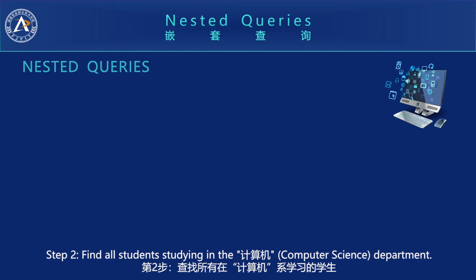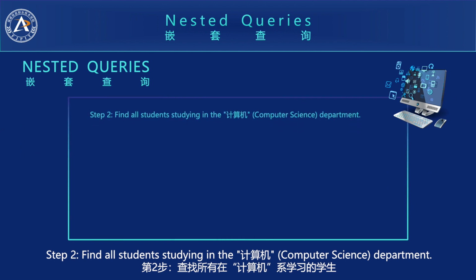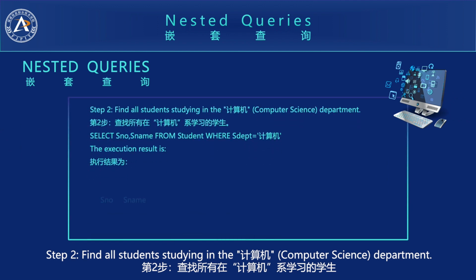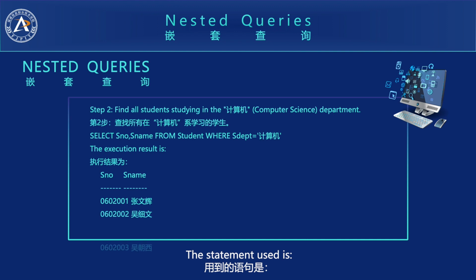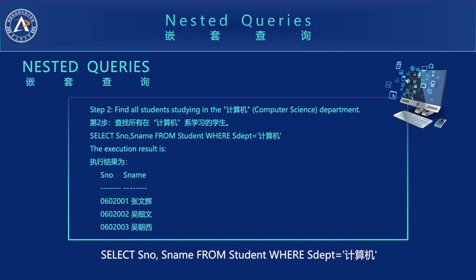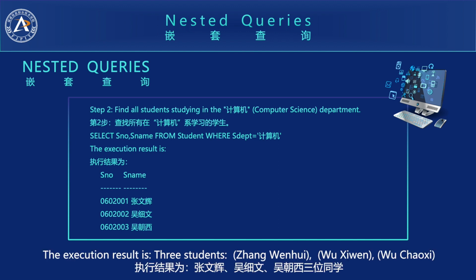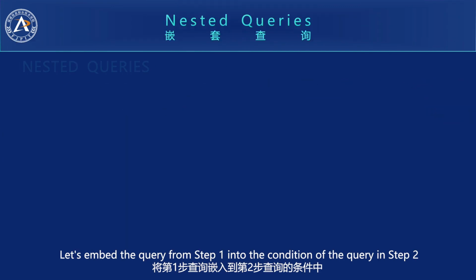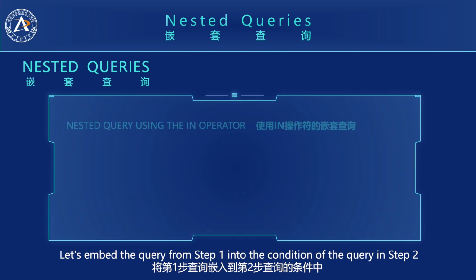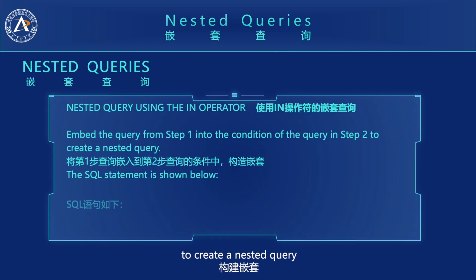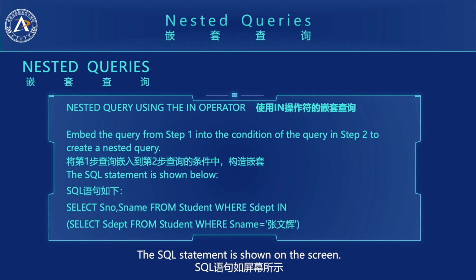Step 2. Find all students studying in the computer science department. The statement used is select Sno, Sname from student where Sdept equals. The execution result is 3 students: Zhang Wenhui, Wu Xiwen, Wu Chaoxi. Let's embed the query from step 1 into the condition of the query in step 2 to create a nested query. The SQL statement is shown on the screen.